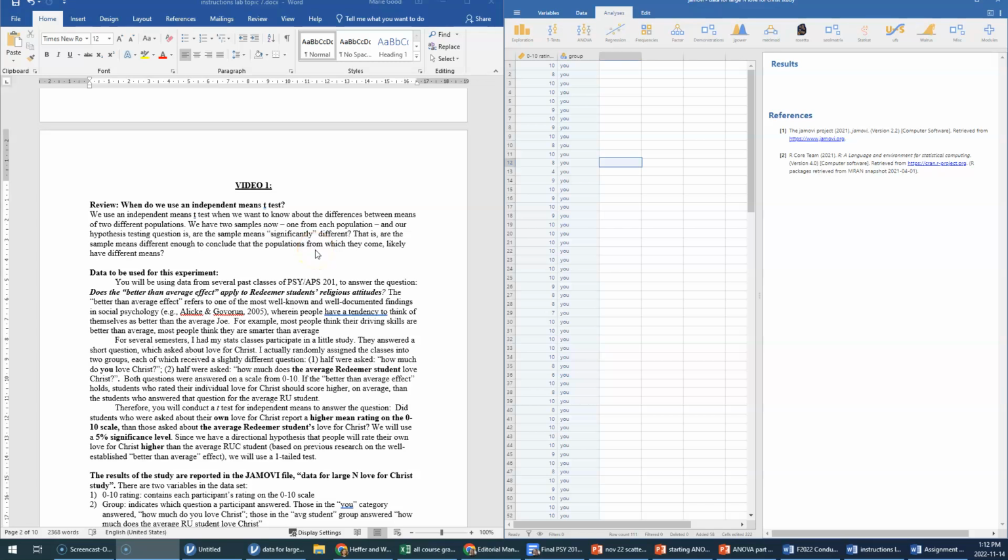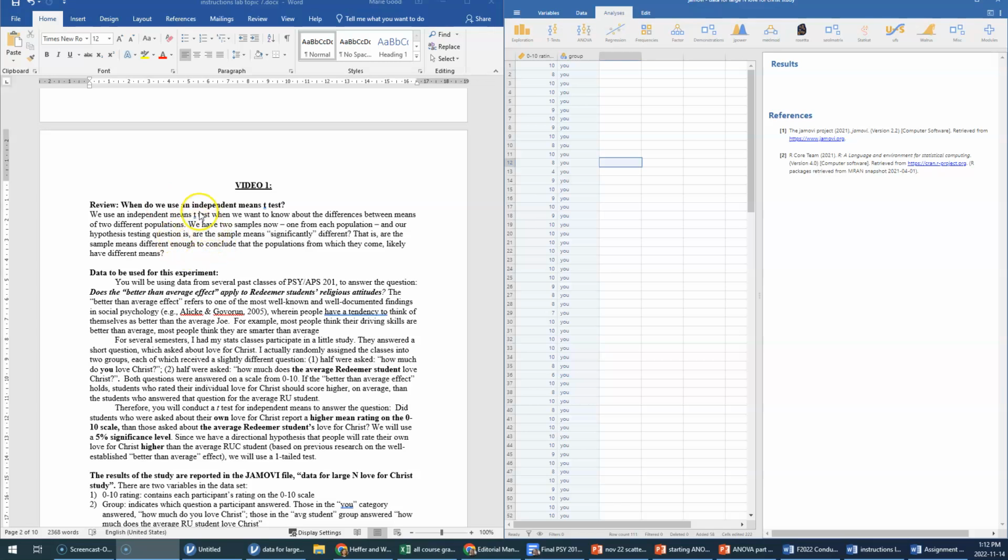All right, so this week is the independent means t-test. We are going to learn how to do it in Jamovi. Just a quick review, when do we use an independent means t-test? We use this when we want to know about the difference between means of two different populations.